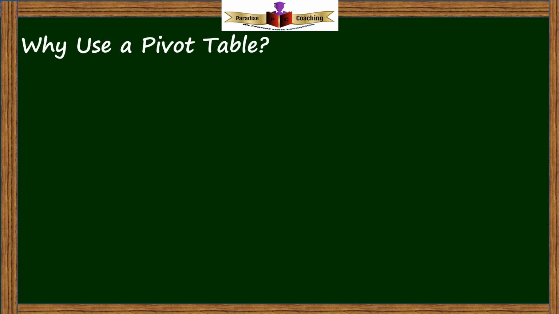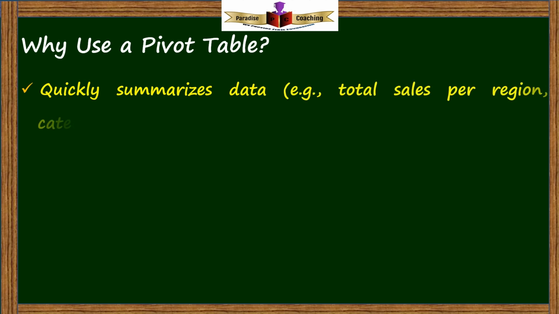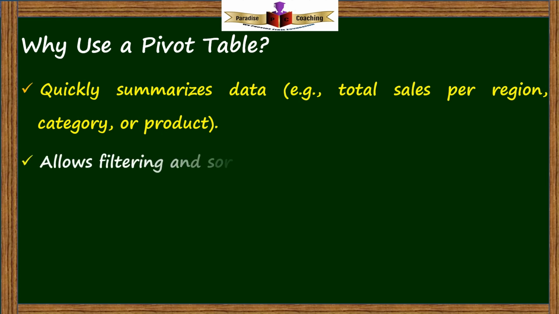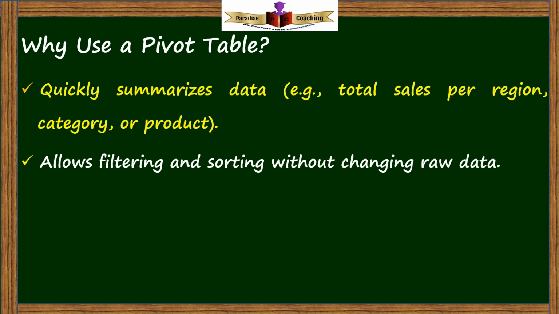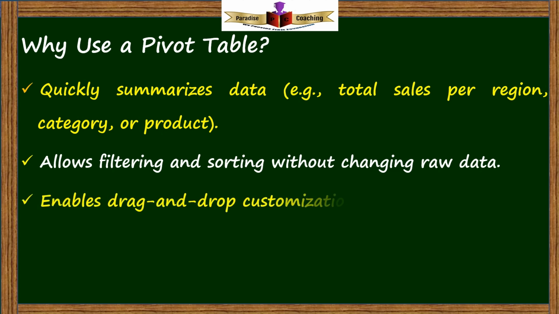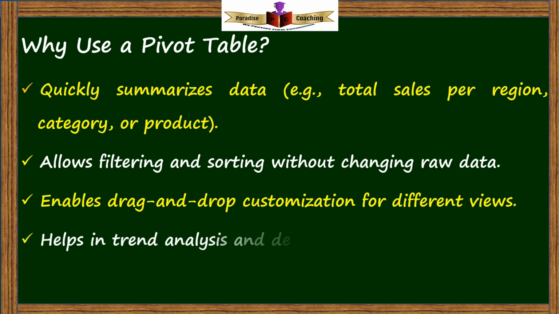Why use a pivot table? Quickly summarizes data. Example: total sales per region, category, or product. Allows filtering and sorting without changing raw data. Enables drag-and-drop customization for different views. Helps in trend analysis and decision-making.